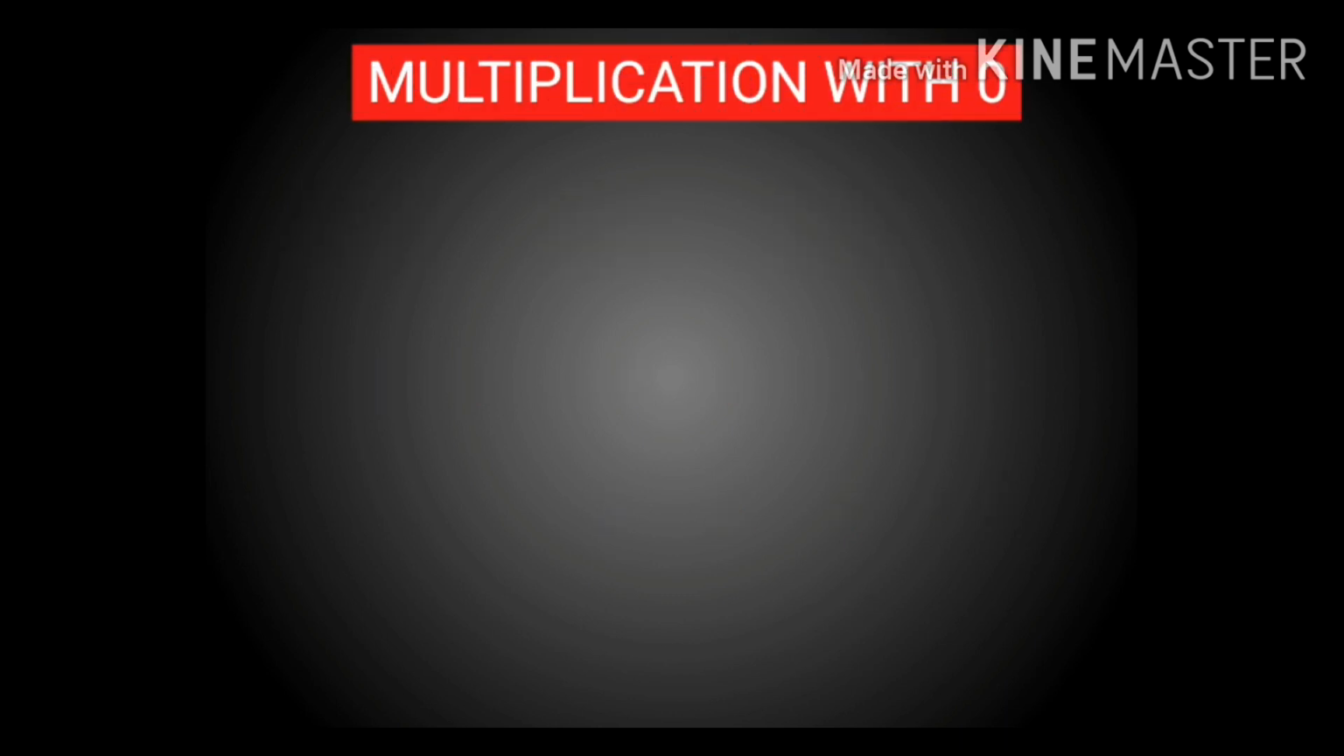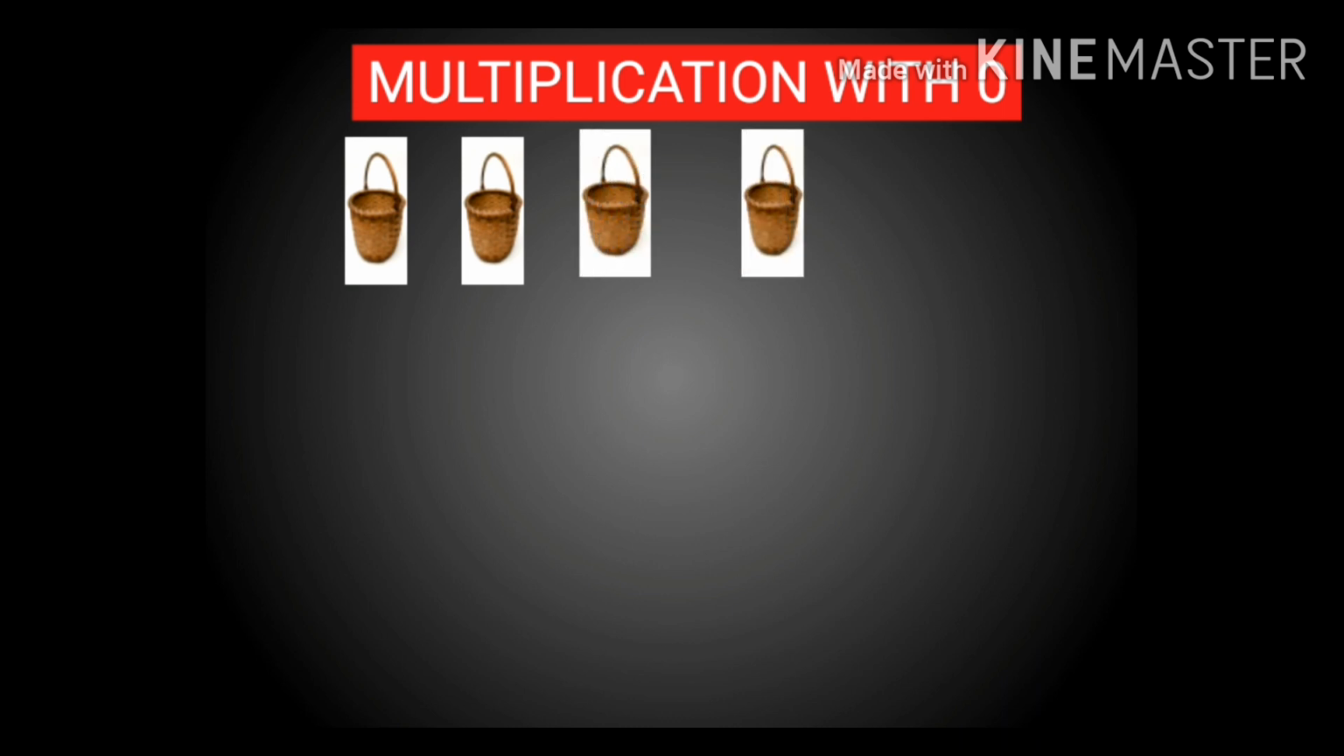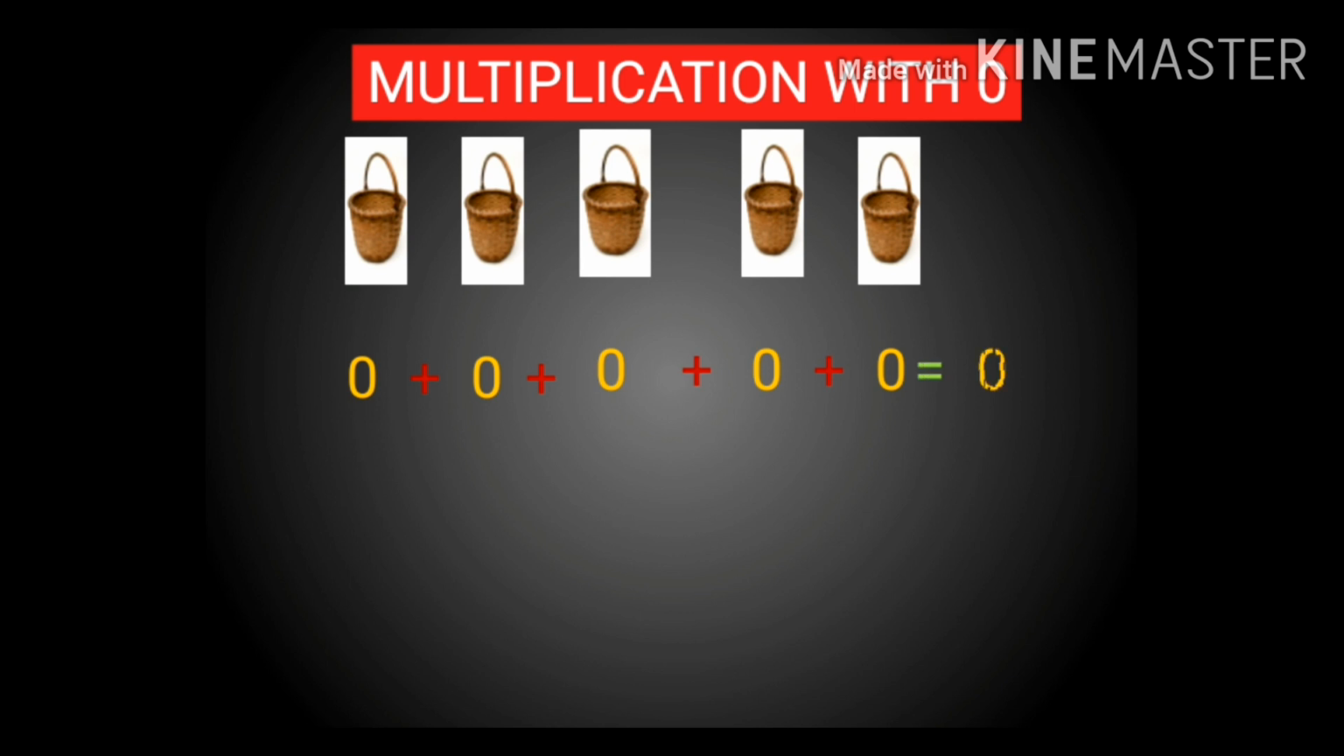Now let us consider some baskets here. Can you see anything in the basket? No, there is nothing in the basket, isn't it? So, there are 0 things in the basket. So, let us add them: 0 plus 0 plus 0 plus 0 plus 0 is equal to again how much? Yes, it is 0, isn't it?